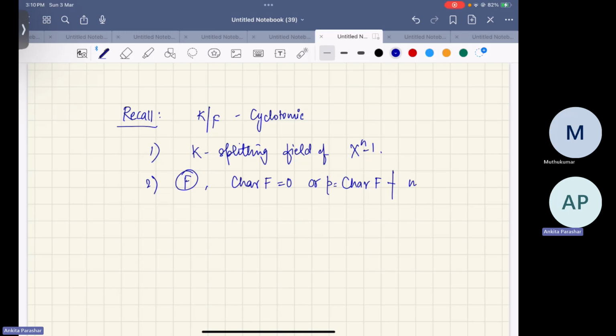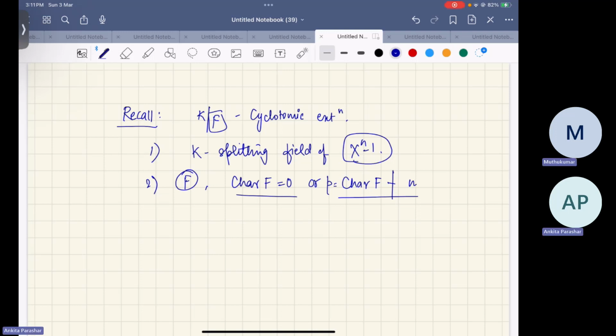Well, we want K to be the splitting field of this polynomial, then anyway we know that F contains 1, so it contains at least one root of unity. I think for cyclotomic extension we don't require it, right? However, for Kummer extension we require it, right? So I think if you recall, we just said that a field should have characteristic 0 or p, where p should not divide n.